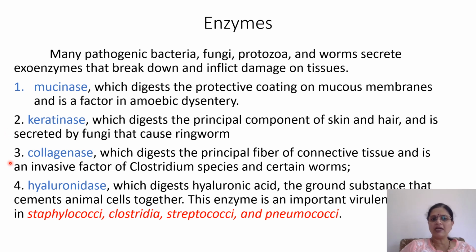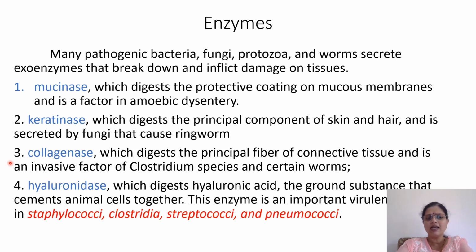The third is collagenase. Collagenase is an enzyme which digests the principal component of connective tissue. We know that connective tissue is there in our body. So the enzyme collagenase released by the pathogen is going to affect the collagen present in the connective tissue. One example for this is Clostridium species, and even certain worms release this collagenase enzyme, and that is how they invade our body tissues very effectively.